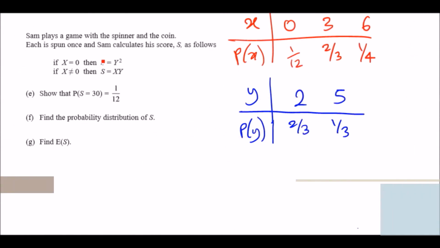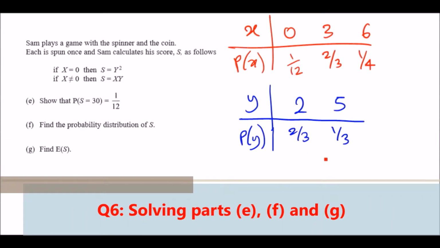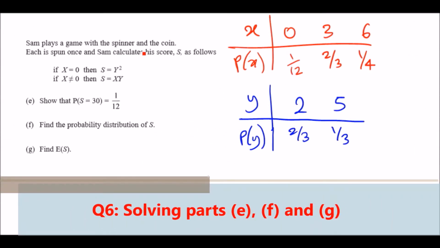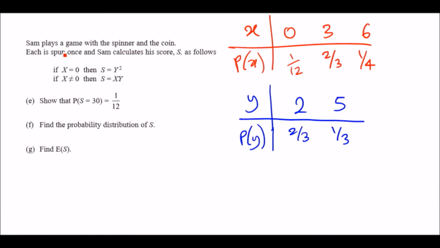Okay, parts E, F, and G. Let's have a look. So Sam plays a game with the spinner and the coin. Each is spun once, and Sam calculates his score S as follows. So just to make it clear, you only do them both once. Okay, so we have to combine them. We need to multiply them once each. So let's have a look at what happens.